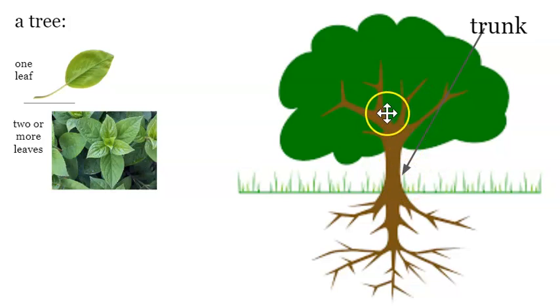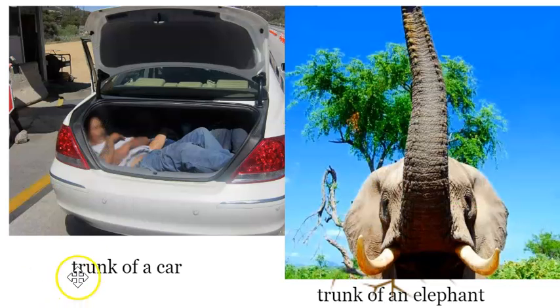This brown part in the middle is very strong. It's called the trunk. Trunk. Where have we heard that word trunk before? This is the trunk of a car. Never ever put anyone in the back of the car. It's very dangerous. So this is the trunk of a car. You may have heard trunk of an elephant. This is the trunk of an elephant. It's its nose.